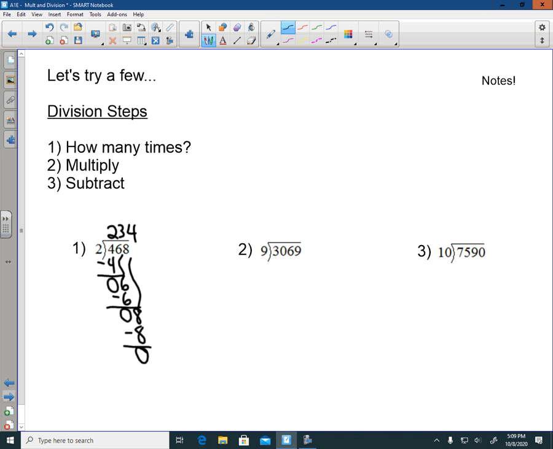Sometimes there's remainders. We can deal with that some other time. But notice that you have dealt with every single number that is under this symbol right here. And since you have, you're done with the problem.